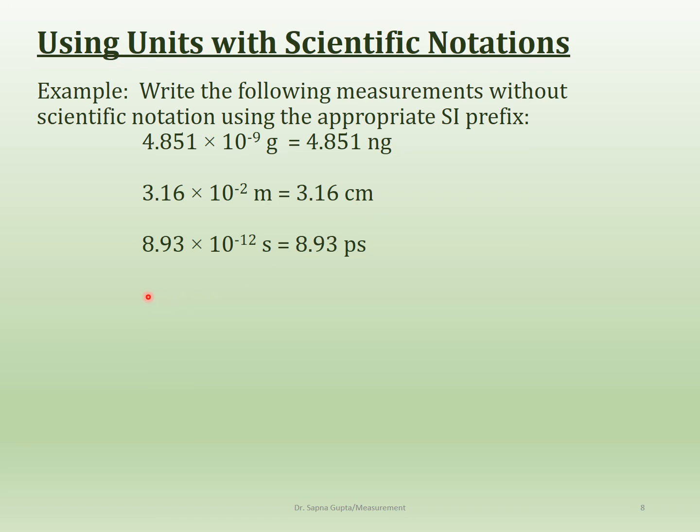And then this last one here, 8.93 10 to the negative 12. Again, negative 12 is a given unit in that table. And negative 12 is pico. Okay, and so which means that this is 8.93 picoseconds.